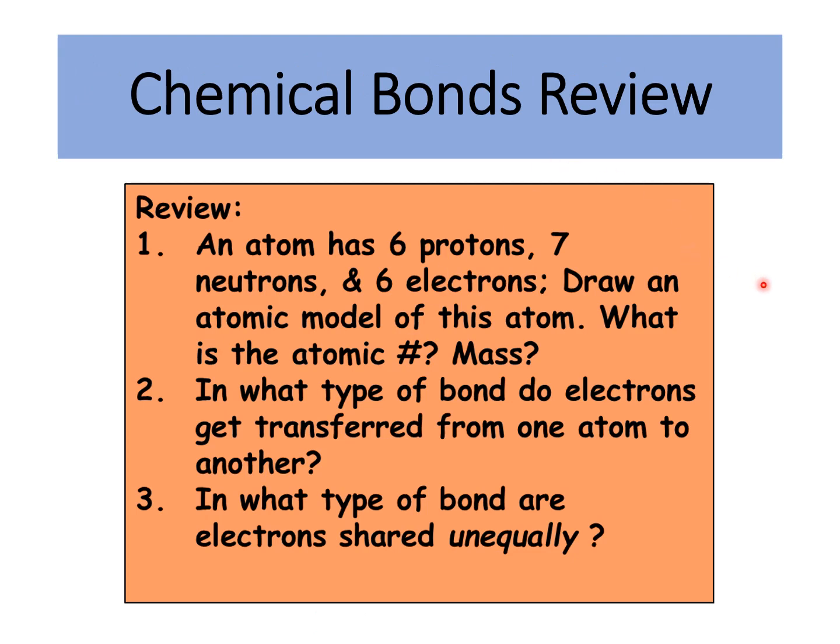So let's review. So you can pause the video and answer these questions. Okay. So the first one is an atom has 6 protons, 7 neutrons, and 6 electrons. Draw an atomic model of this. What is the atomic number? What is the atomic mass? Okay. And then, in what type of bond do electrons get transferred from one atom to another? And then, in what type of bond are electrons shared but unequally? Okay, so go ahead and pause and answer those questions.